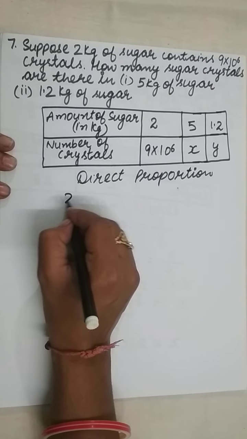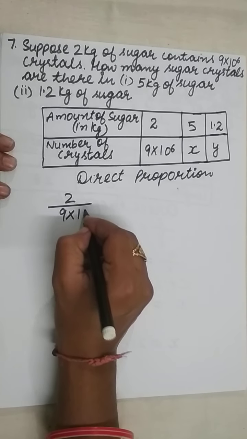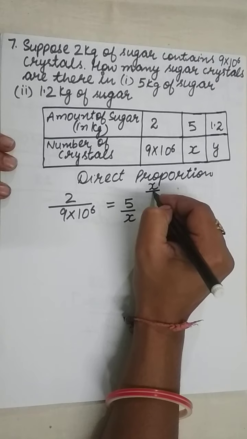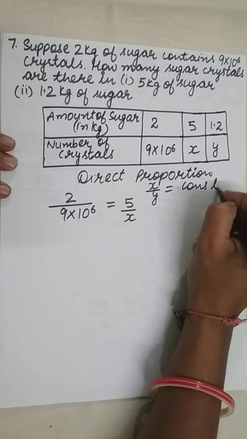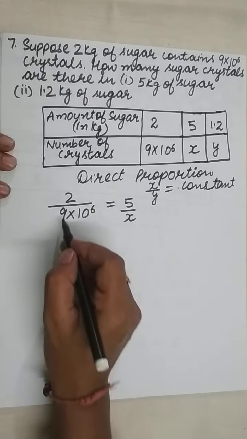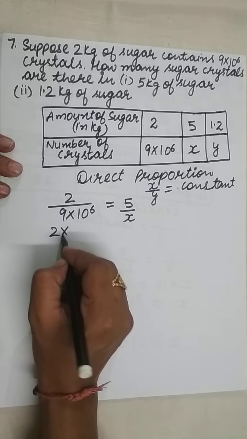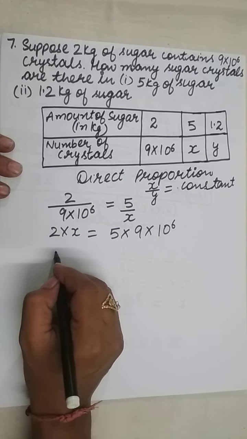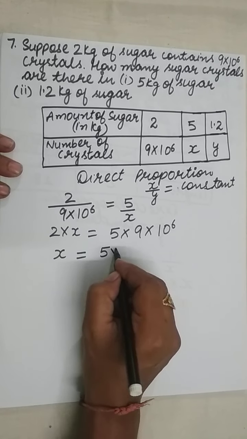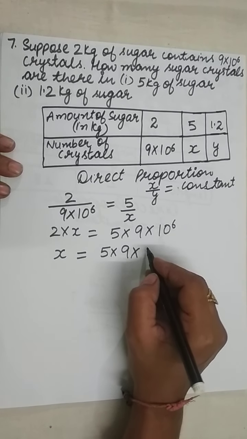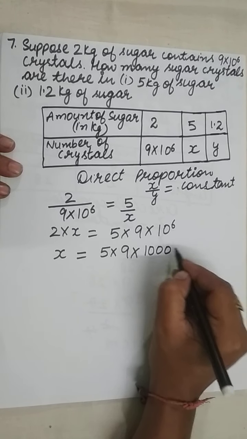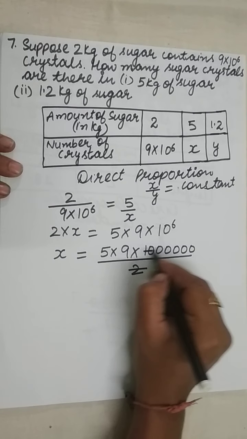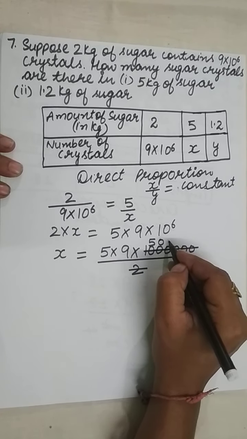So we can say that 2 upon 9 into 10 raised to power 6 is equal to 5 upon x, as x upon y must be equal to constant. Now 2 multiplied by x will be equal to 5 multiplied by 9 multiplied by 10 raised to power 6. It can be written as x is equal to 5 into 9 into 10 raised to power 6, which can be written as 10 lakh, divided by 2. That is equal to 2 5s are 10, that is 5 lakh.